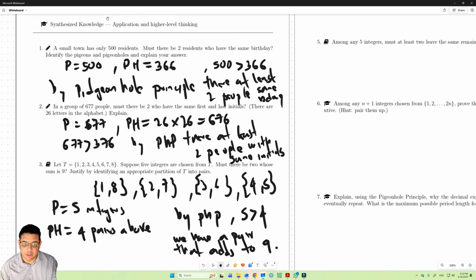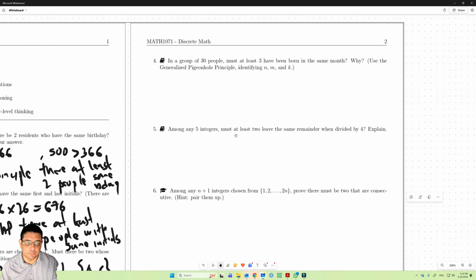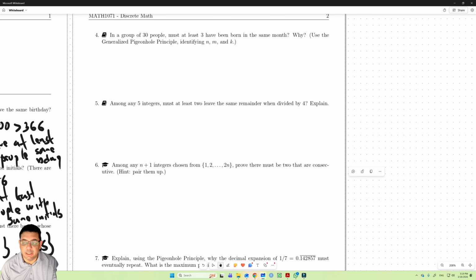Okay. All right, moving on. Question number 4. In a group of 30 people, must at least 3 have been born in the same month? And so here we're going to use the generalized pigeonhole principle. We have the number of people is 30. And we want to find the pigeonholes. The pigeonholes are going to be 12 because those are the months.